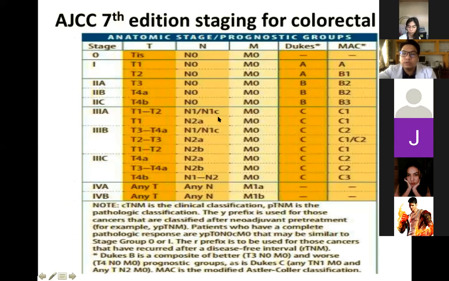So if you focus on the photo class, these are the TNM. Okay? This is the AJC. Okay? So parallel siya in staging the different tumors for cancer. Okay? T1, T1 to T2, TIS is 0. 1 is T1 and T2. Yan. 2A, 2B, 2C for the different classification in comparison to TNM. Okay.